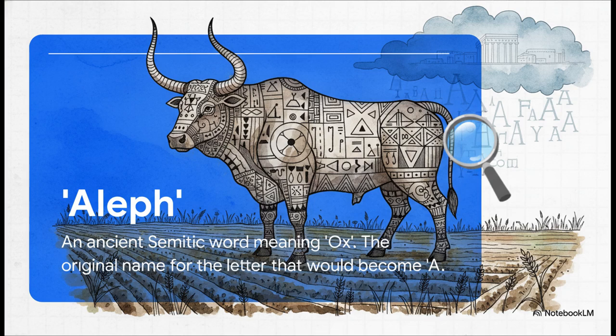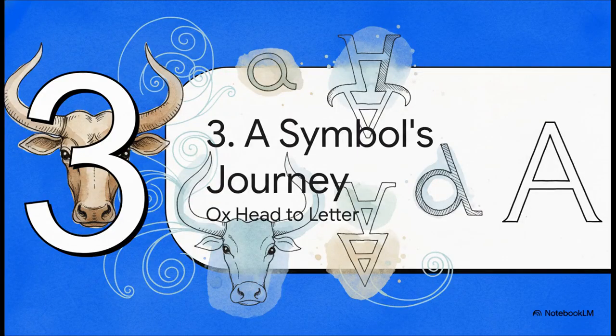In early farming societies, the ox was everything. It was a symbol of strength, of wealth, of the power to grow food. It was, without a doubt, the most important animal. So if you're going to create a writing system, where do you start? You start with the most important thing. It just makes sense.